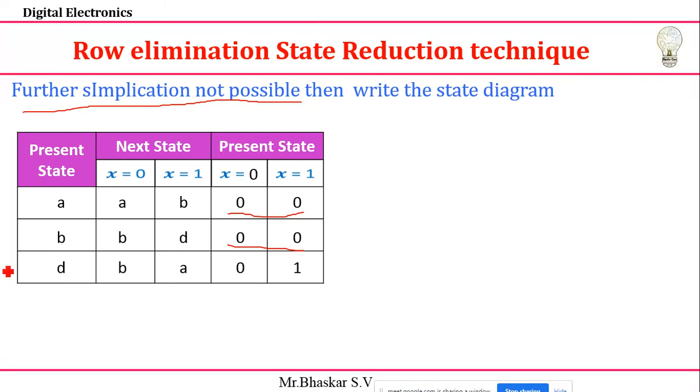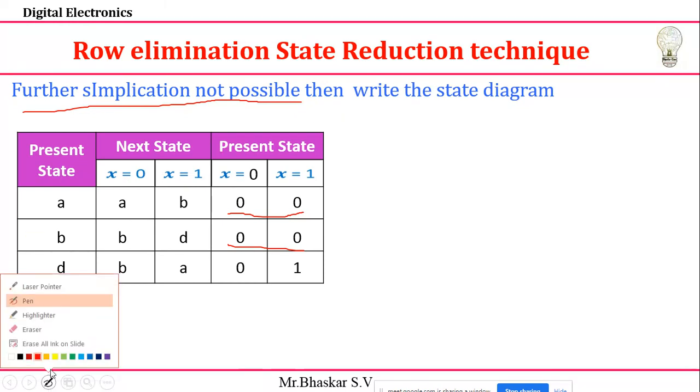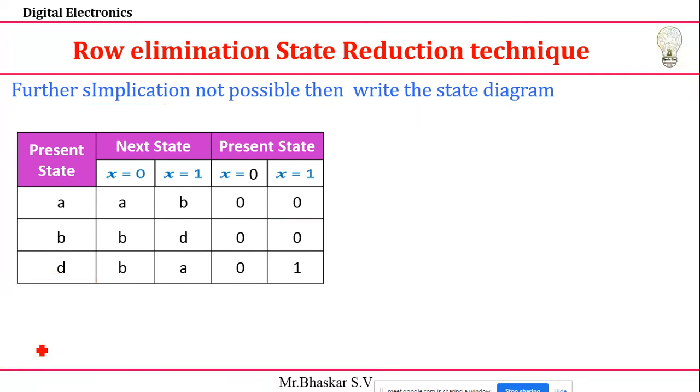So I want to write the state diagram. How do we write the state diagram? The same, reverse process. What are the states you have? A, B, D. You write A, then B, and I'm going to take a D here. States are represented in circles, so take a circle here, here also a circle, and here also a circle.